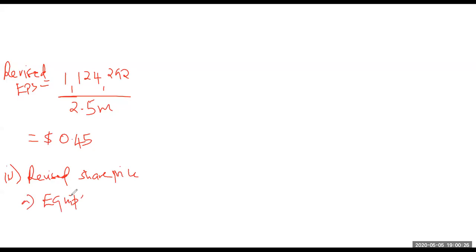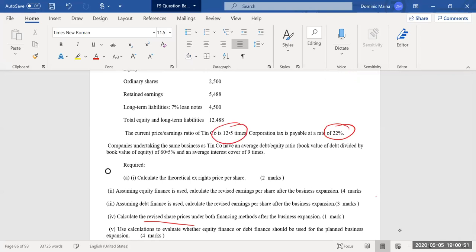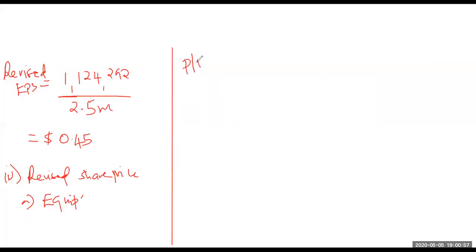So let me pick someone else to take us through. Timothy, you did attempt on this part. Yes, I did. Take us through. In the question, you've been given a price earnings ratio of 12.5 times. So in the question, you'll be told the PE ratio for this company is 12.5 times. To get the revised share price, we would multiply the PE ratio by the EPS.